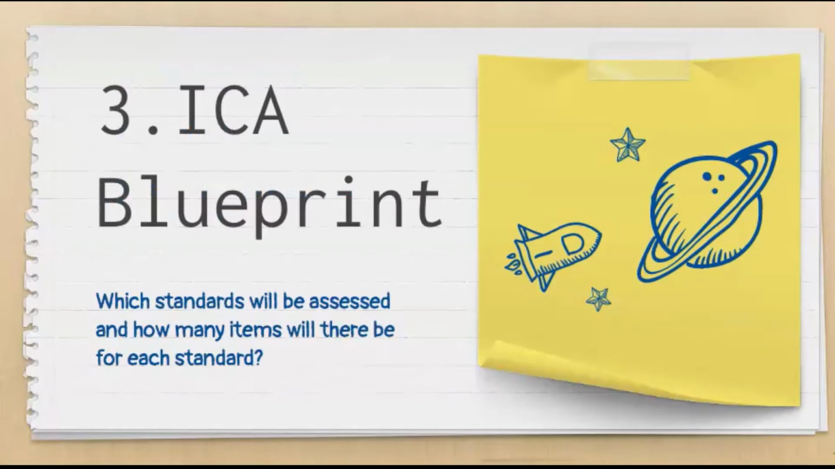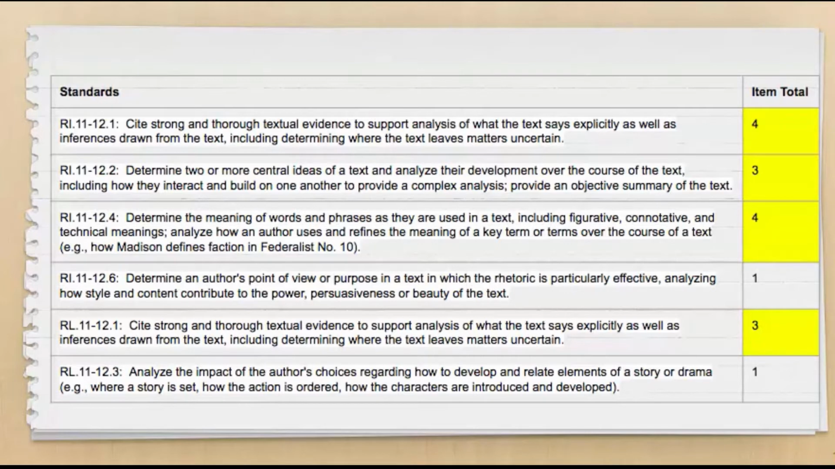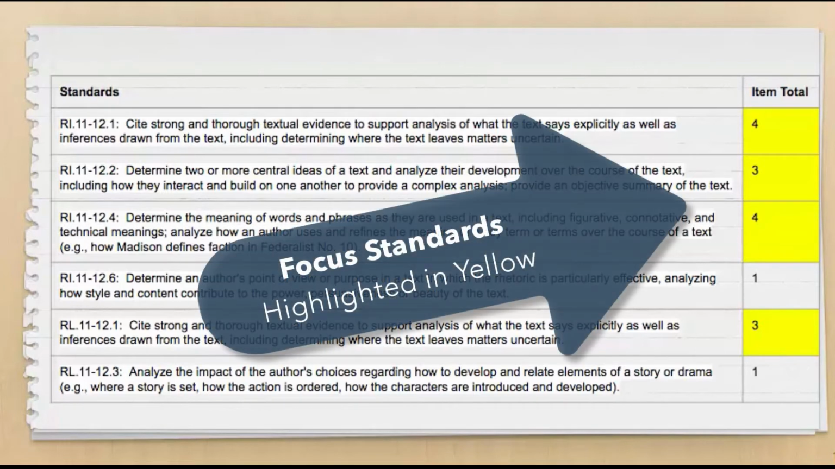The next 3 slides represent the blueprint that was developed for the 2019-20 Sequoia District ELA ICA. Looking at the blueprint, you will be able to see how many items for each standard were included in the 40-question assessment. This blueprint also identifies the focus standards, which will provide us with actionable data to analyze when we debrief the results in January. They are highlighted in yellow.